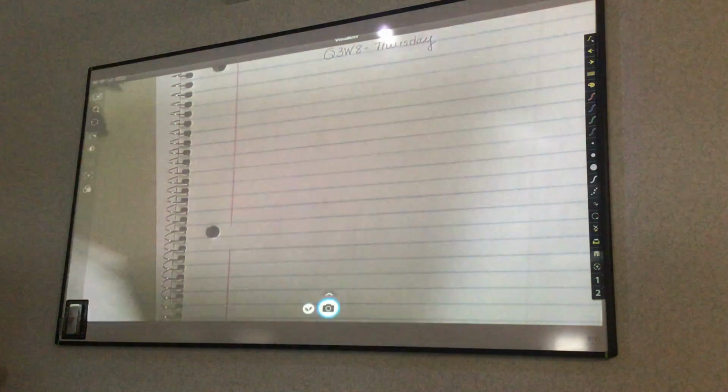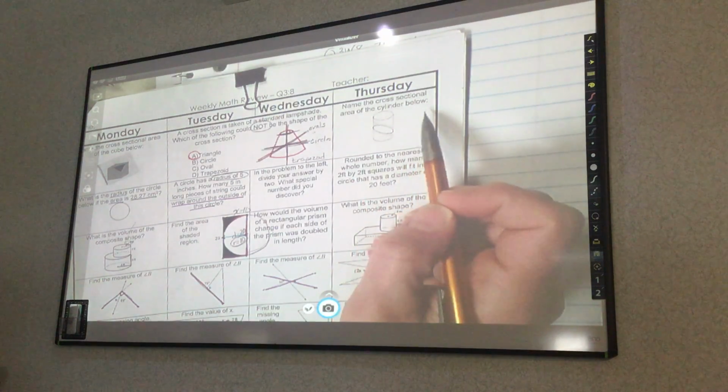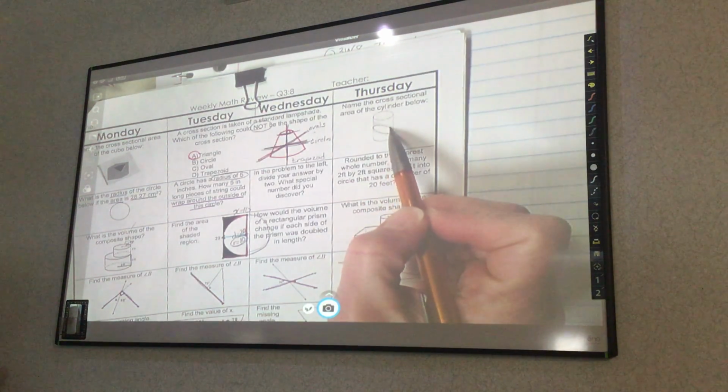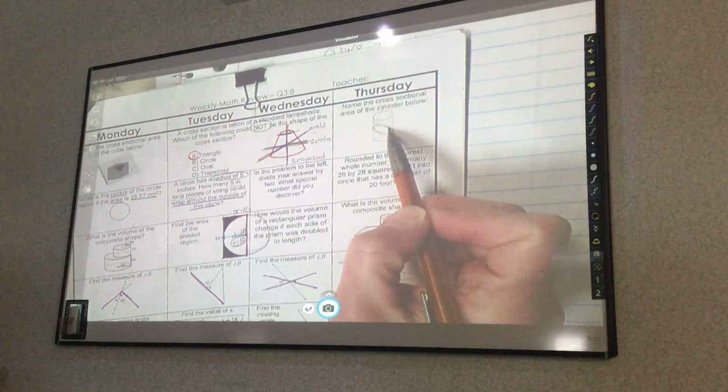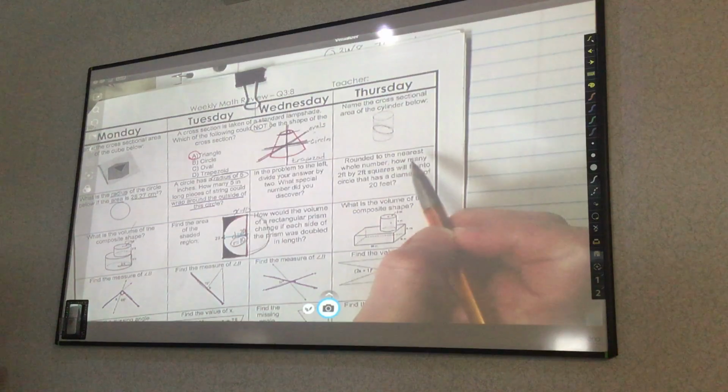Week 8 on Thursday. Name the cross-section, check sectional area of the cylinder below. So what shape is this? It's not a circle. It's an oval, yeah. Round it to the nearest whole number.